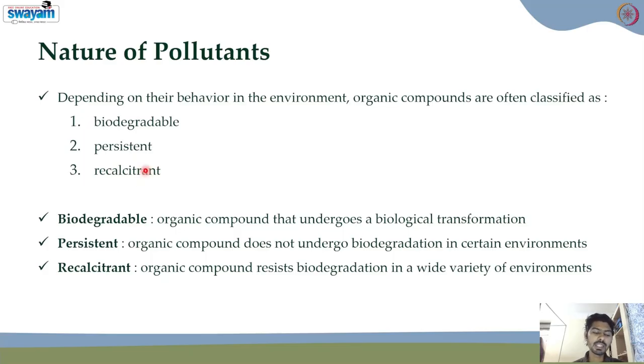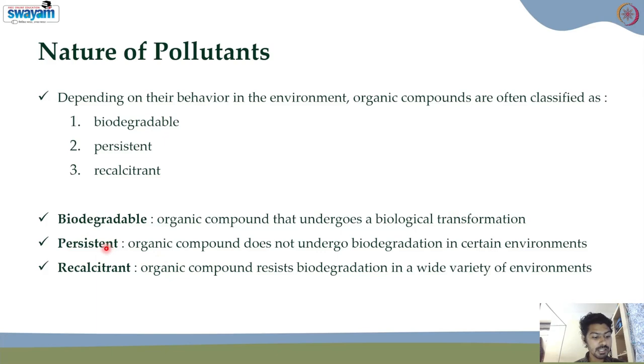So what do we mean by the first term, biodegradable? In biodegradable compounds, the microorganism consumes the organic compound and transforms it into less toxic products, which are CO2 and H2O. So normally during biodegradation, they do not cause any trouble. They easily undergo biological transformation. That is, the microorganism consumes this organic pollutant and transforms it into a less toxic or non-toxic form.